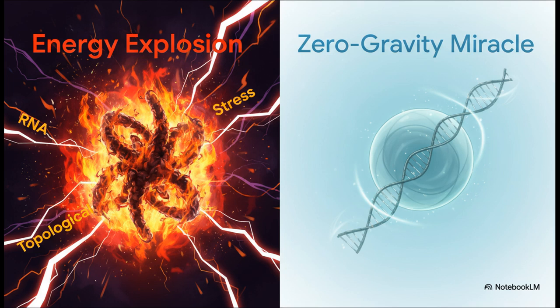And then you have the second proof, the zero-gravity miracle. In Universe 1, with nothing pushing it around, that energy number is super low. And that means the RNA chain is trying to become a sphere all on its own, spontaneously. The hypothesis was dead on.